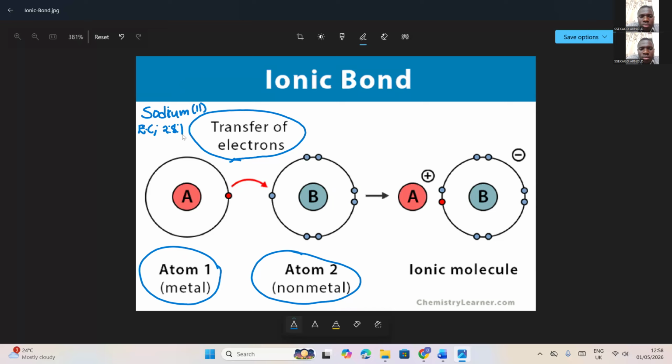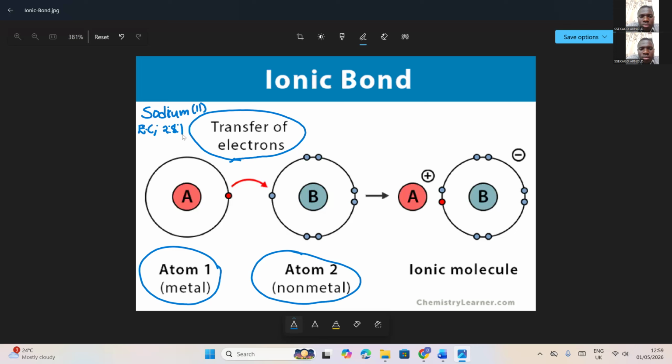Electrons in the outermost shell. That's why you see here, I only have the outermost shell. So my A here is sodium. I represent the outermost shell. For simplicity, kindly take note of that. You only represent the outermost shell, and electrons are filled one by one like that. So sodium has one electron which it transfers.